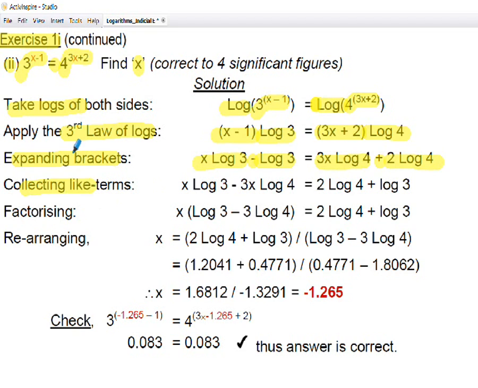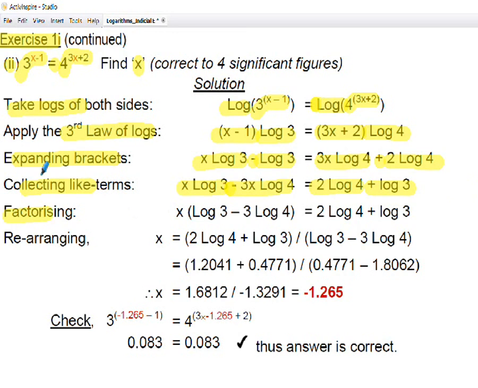Collecting my like terms together, I get on the left hand side now x log of 3, and I've taken away from both sides the 3x log of 4. So all my x terms are on the left hand side, and on the right hand side I get 2 log 4, in this case plus log of 3. So I'm bringing all my constant terms to the right hand side.